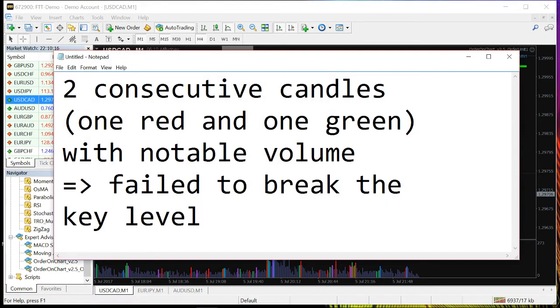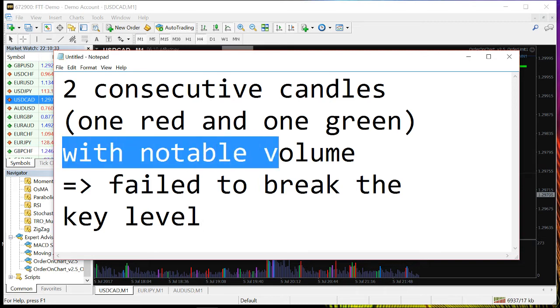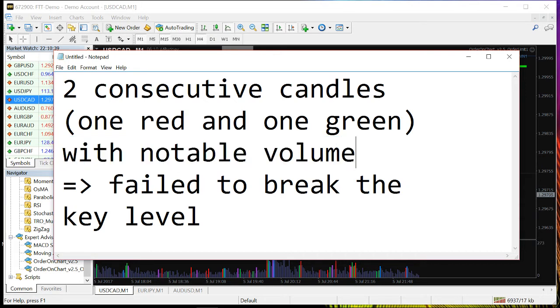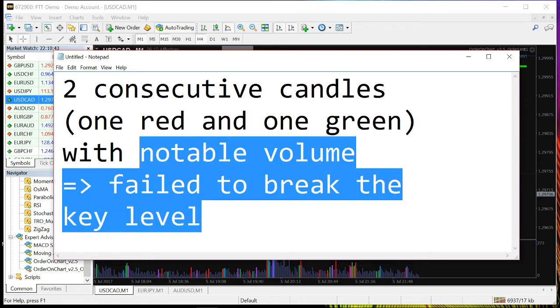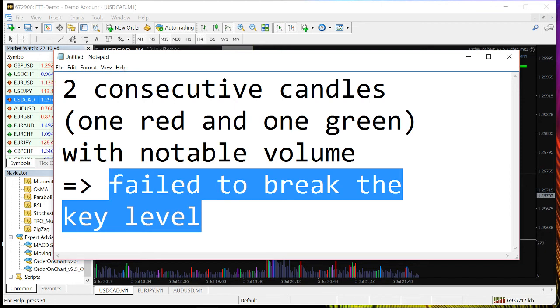So this is what I have. I have two consecutive candles, one red and one green. And actually the color, whether it's red or green, doesn't really matter. It can be two reds or two greens. What matters here is that both of them have notable volume. The candles were big with notable volume, and both of them failed to break the key level. So this is very important: both of them with notable volume and failed to break the key level.